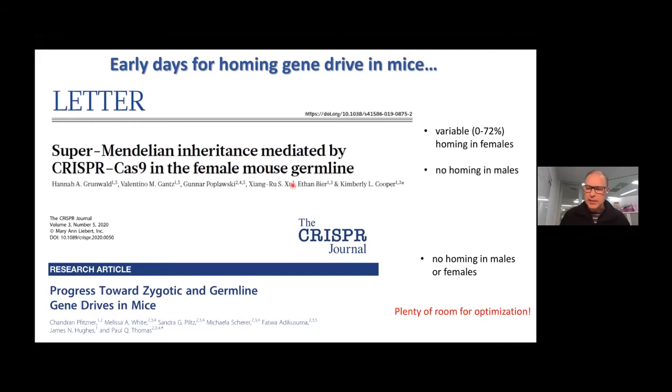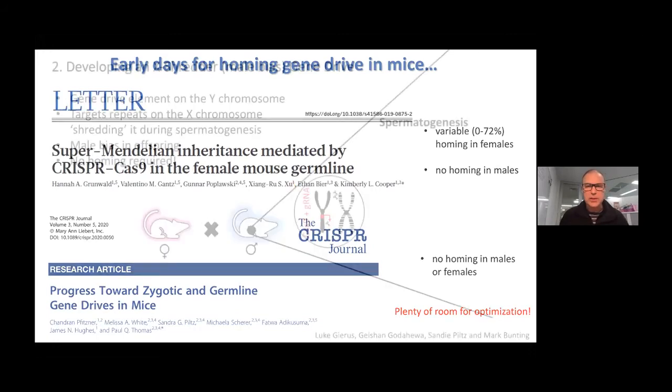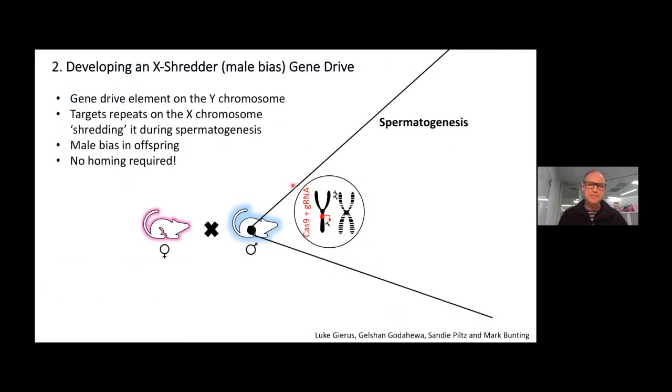And for the last couple of minutes, I will tell you about a second strategy that again has been partially developed in insects. So this strategy you also may have heard of. It's called the X shredder, or also sometimes known as a driving Y. And the idea here is that you can convert the population or deplete the population of females so that only male offspring are born, and that will cause the population to crash over time because there are no females to sustain the population.